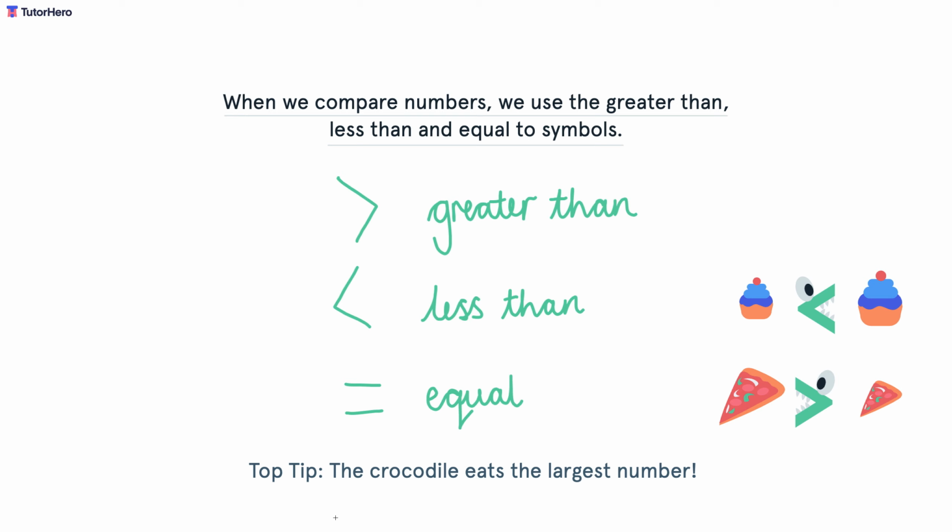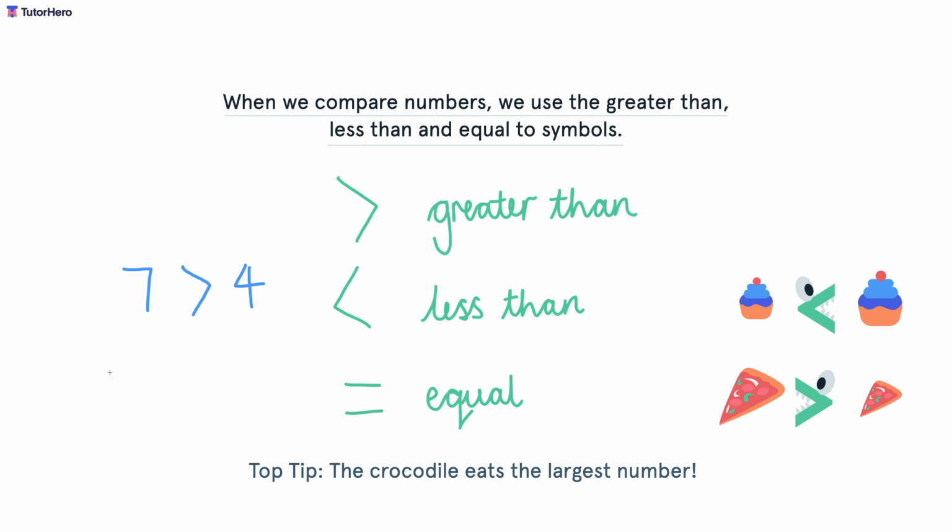For example, let's take the numbers 7 and 4. We can compare these numbers by using one of the inequality symbols. We know that 7 is greater than the number 4, so we're going to use the greater than symbol. 7 is greater than 4. The crocodile's mouth is always open at the bigger number.